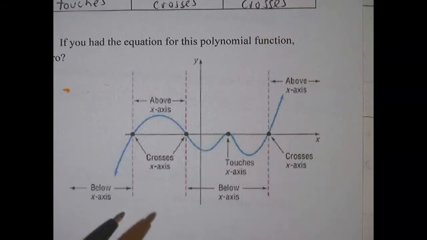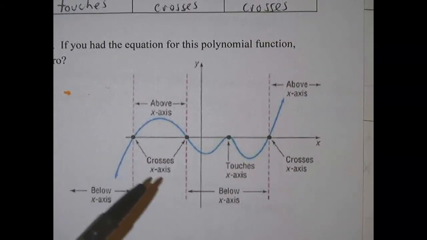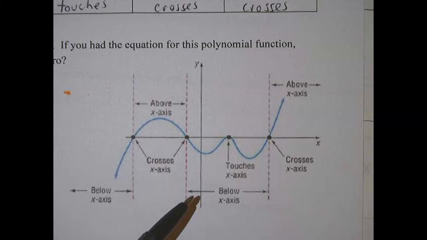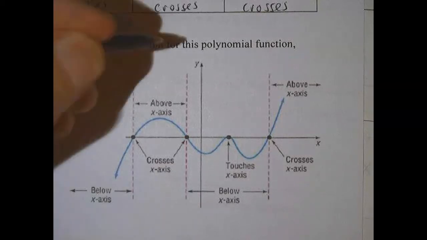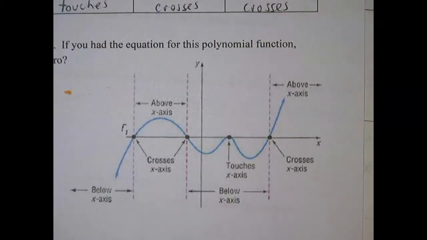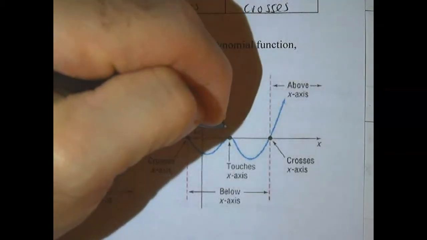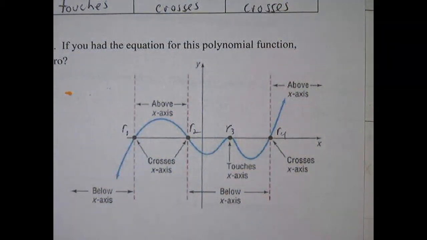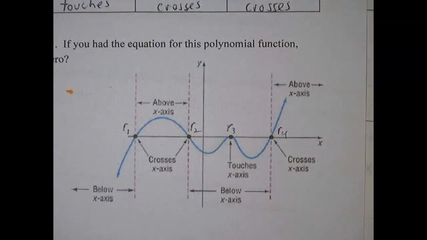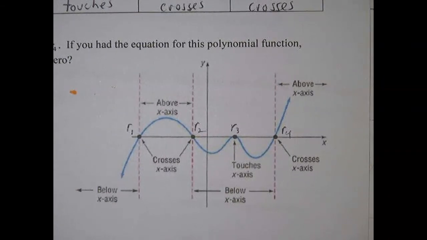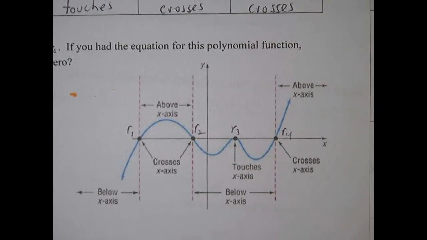Okay, so now what I want to do is I want to be able to look at a graph and write an equation from the graph. So what I'm going to do is I'm going to name each of these R1, R2, R3, R4. I'm going to identify which ones are even or odd based on whether they touch or cross, and then I'm going to put them into a potential possible polynomial equation.